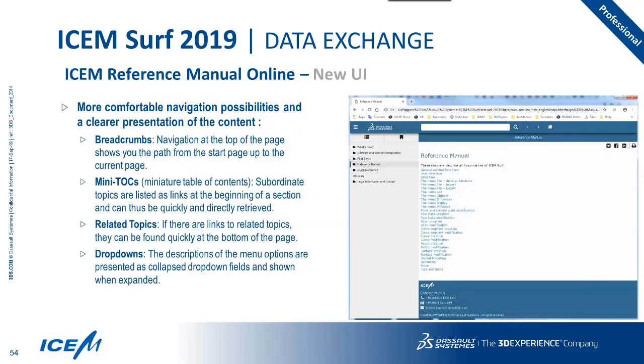We've refreshed the reference manual, the online help. It's now very fresh, very modern, and works really nicely. For people perhaps learning the software or getting to grips with some unfamiliar bits, it's a lot easier to do with things like breadcrumbs, miniature table of contents, related topics, and drop-downs. So it's had a great refresh. It's got a modern, fresh feel to it.